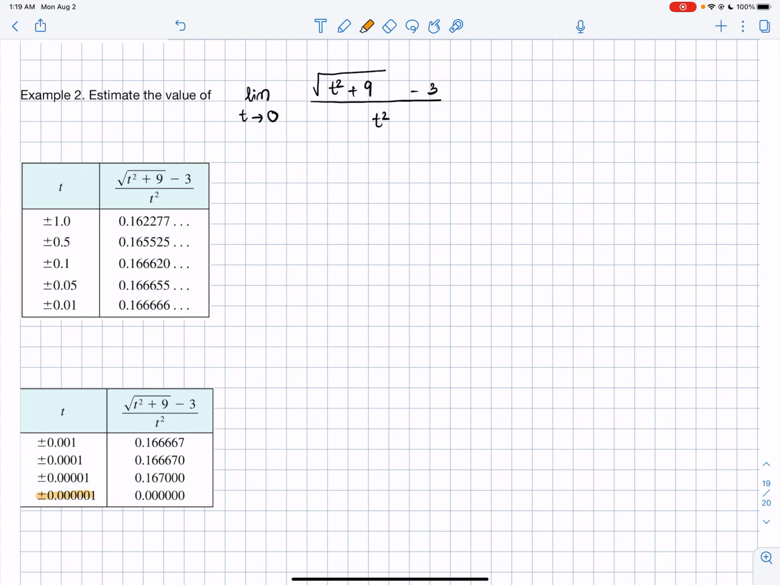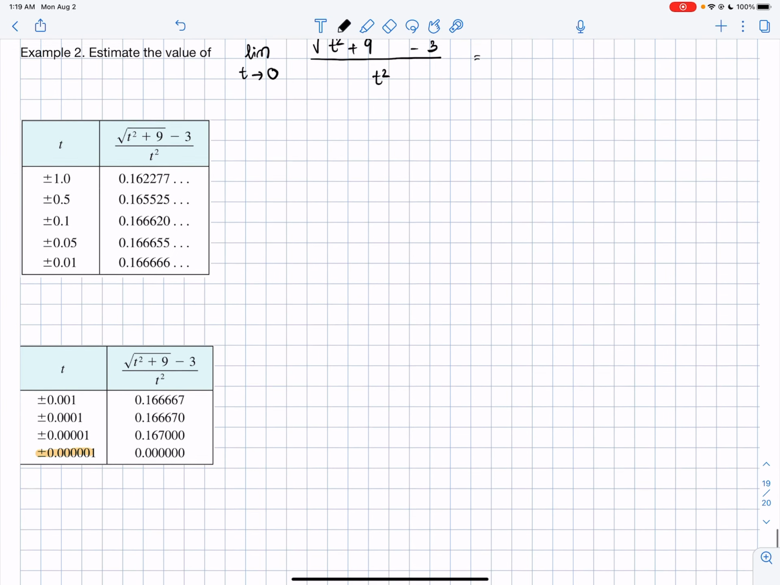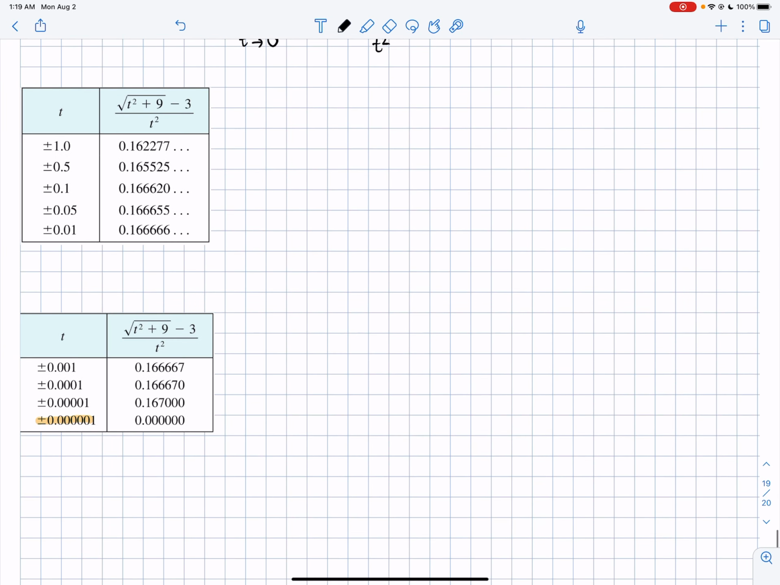Just like the example before, we may think the answer is 0, but that is not true. The reason is that 0.00001 is very small. When you take the square root of 0.00001² plus 9, this is almost like 9. It will give you 3.0000 and something, and minus 3 gives almost 0. And then divided by something, the answer will be 0.